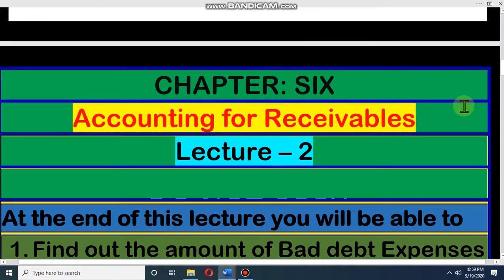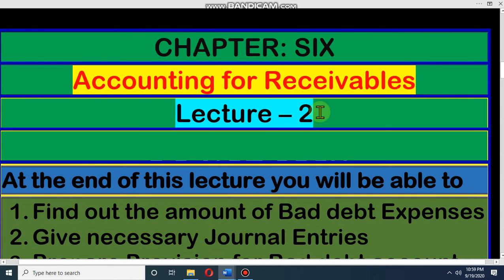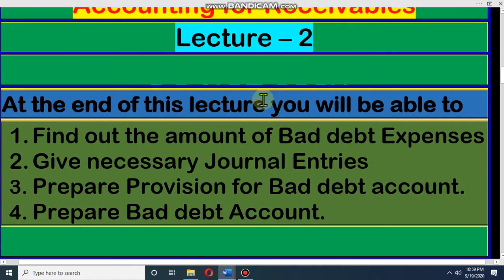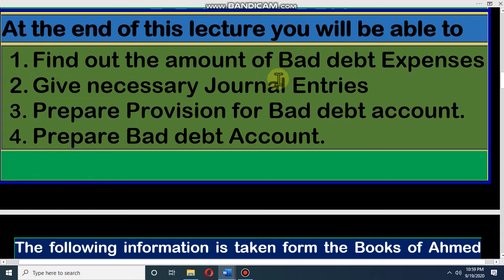Dear student, today we will discuss chapter 6, accounting for receivables. This is our second lecture. At the end of this lecture, you will be able to find out the amount of bad debt expenses, give the necessary journal entries, prepare the provision for bad debt account, and prepare the bad debt account.